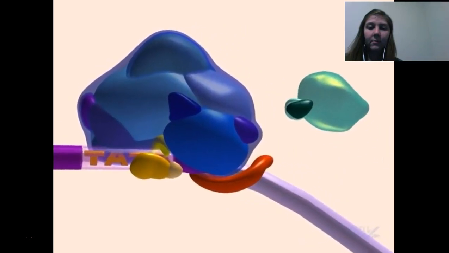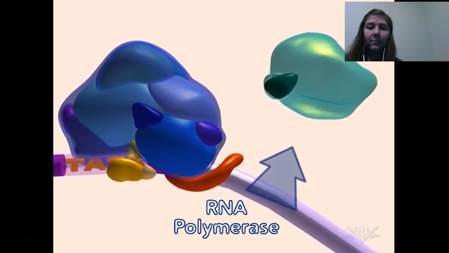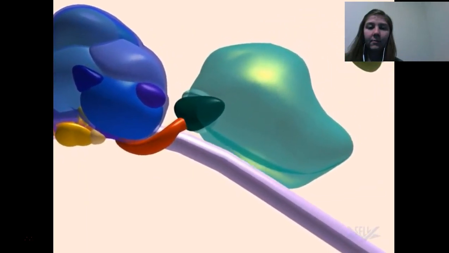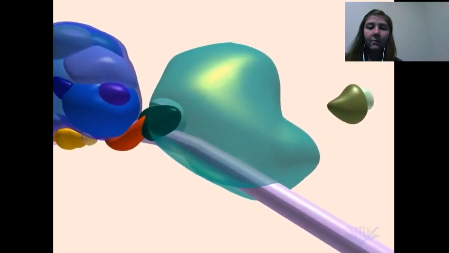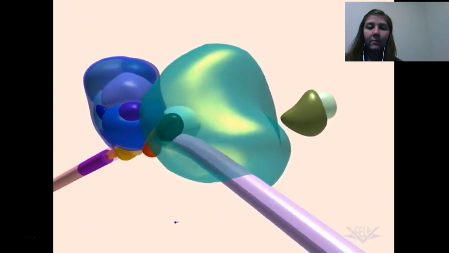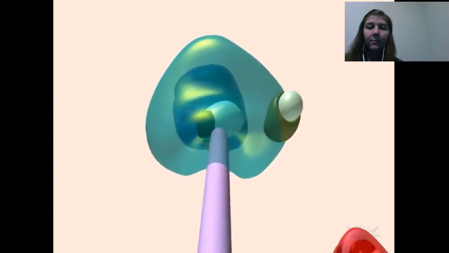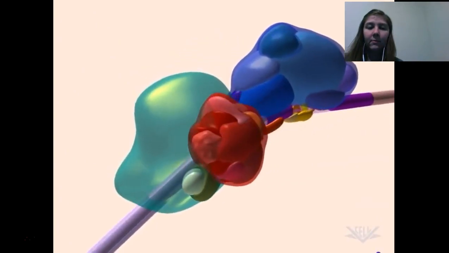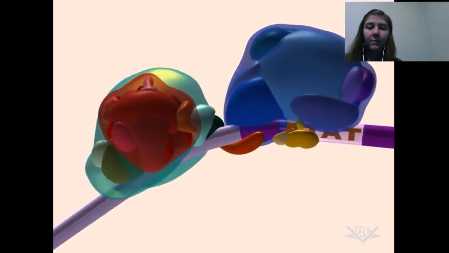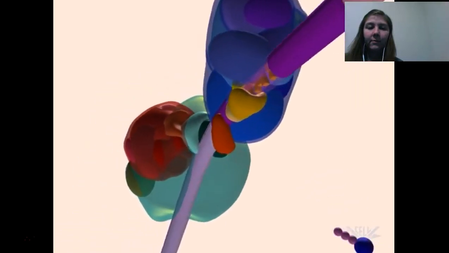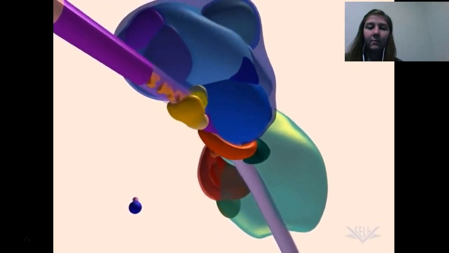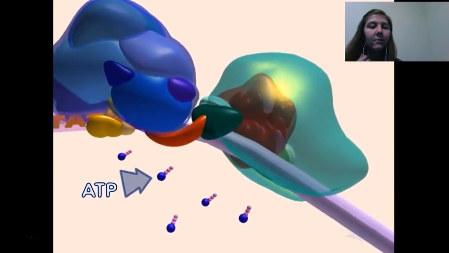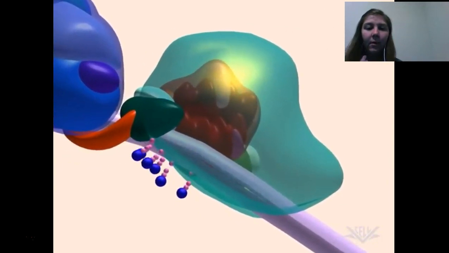These complexes prepare the DNA for the successful binding of RNA polymerase. Once RNA polymerase is bound, other transcription factors complete the mature transcription complex. Now, energy must be added to the system for transcription to begin. This energy is provided by the reduction of ATP into ADP and PI.